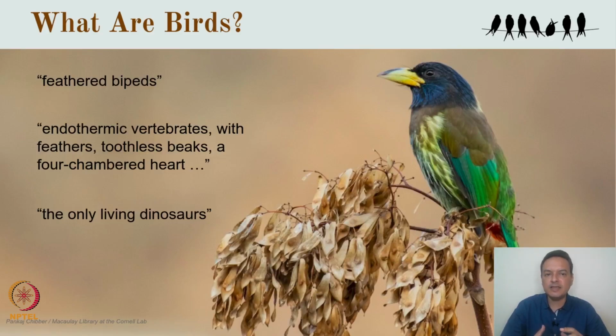What are birds anyway? Famed ornithologist Salim Ali had a concise definition. He said that the simplest way to describe them would be as feathered bipeds, animals that walk on two legs and have feathers. If we want to go a little further with physiology and morphology, we could say that they are vertebrates that generate their own body heat, have feathers, have beaks without teeth, a heart with 4 chambers, and so on. But I like to describe them as the only dinosaurs that still roam the earth.